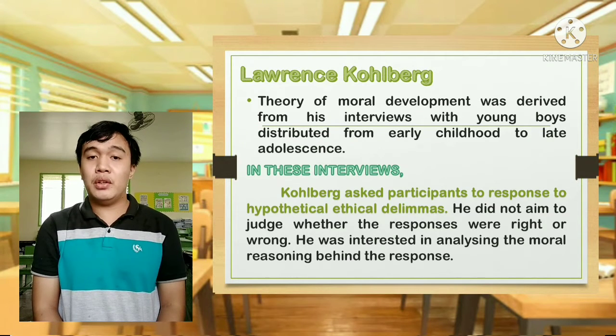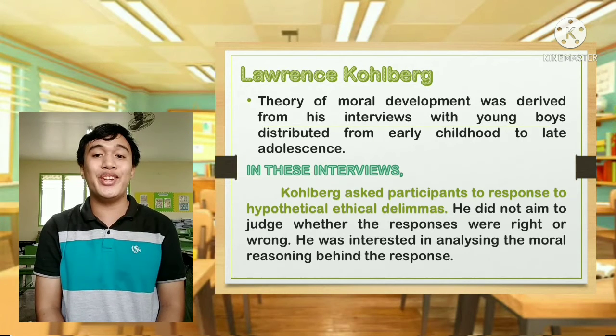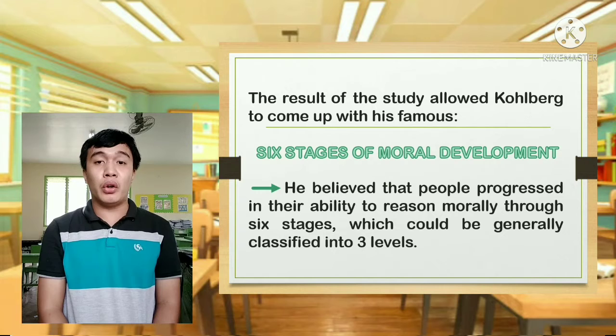As is well known, Lawrence Kohlberg's theory of moral development was derived from his interviews with young boys ranging from early childhood to late adolescence. In these interviews, Kohlberg asked participants to respond to hypothetical ethical dilemmas. He did not aim to judge whether responses were right or wrong. He was just interested in analyzing the moral reasoning behind the response. The result of the study allowed Kohlberg to come up with his famous stages of moral development.